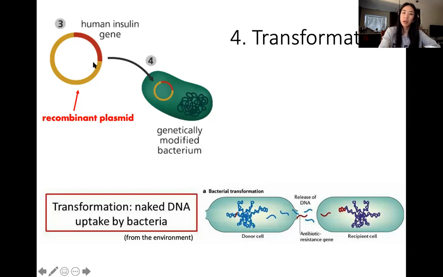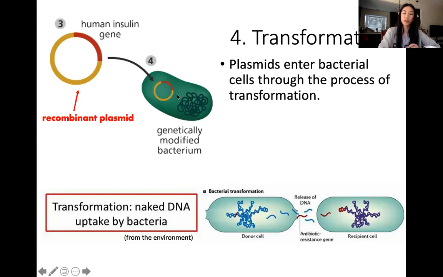Step 4 is we want to get these plasmids into the bacteria. So this is called transformation. The plasmids enter the bacteria cells through the process of transformation. So as a recap of the earlier slide, transformation is when the bacteria cells take in DNA from the environment. So these plasmids are just hanging out in the environment around the bacteria. Sometimes these bacteria cells will take that DNA in.